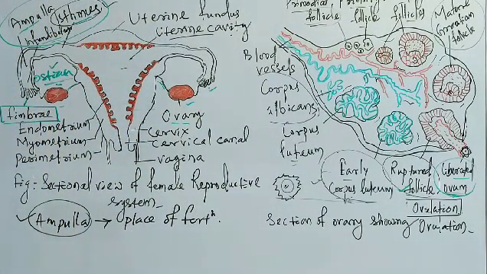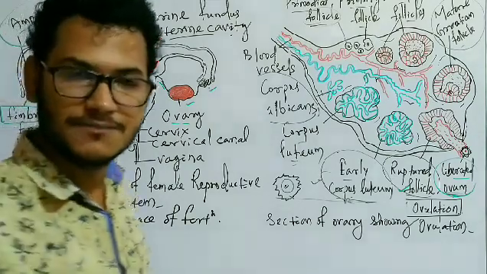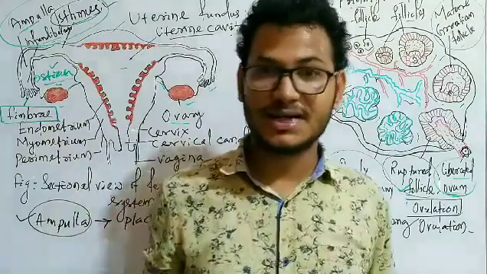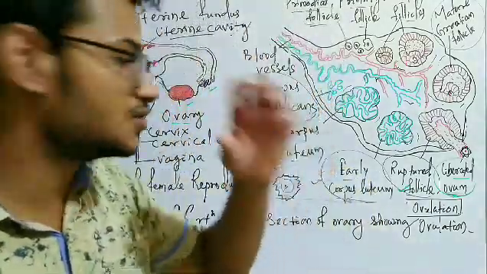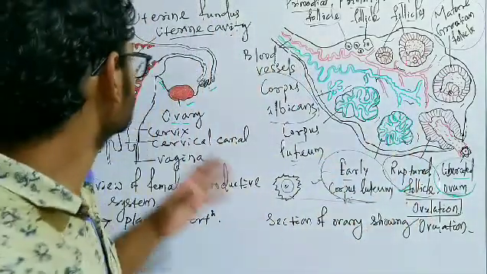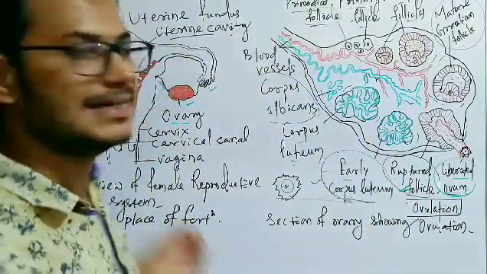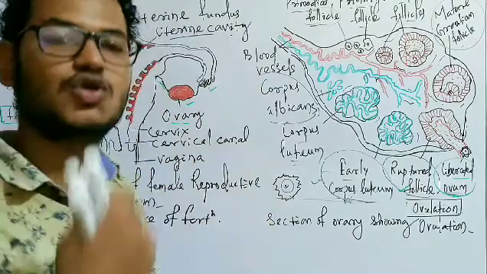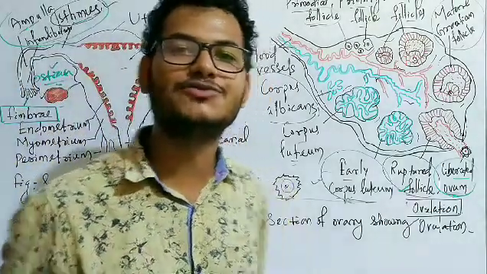The wall of the oviduct or the fallopian tube is very muscular, and it performs peristaltic movement so that the ovum can easily pass through the oviduct to reach the uterus.